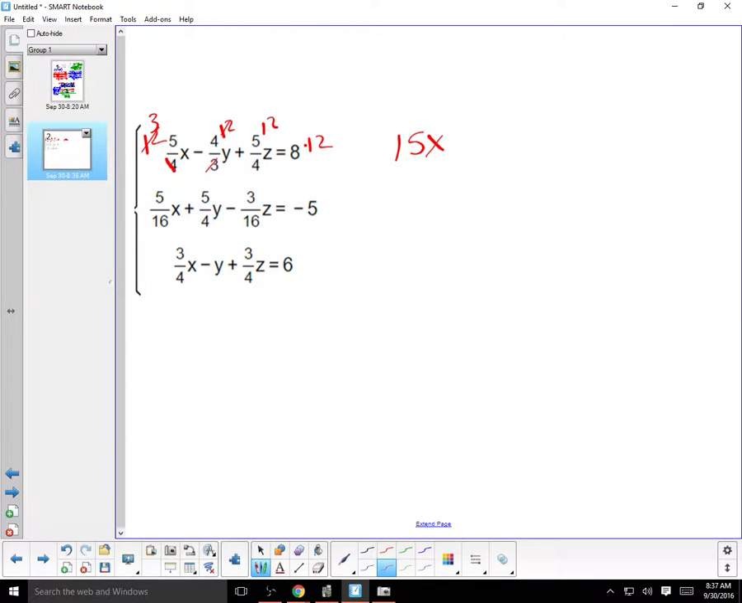3 goes into 12 4 times. 4 times 4 is negative 16y. 4 goes into 12 3 times. 3 times 5 is 15z. And then that's going to be what? 96? Yes, 96. All right, next one.